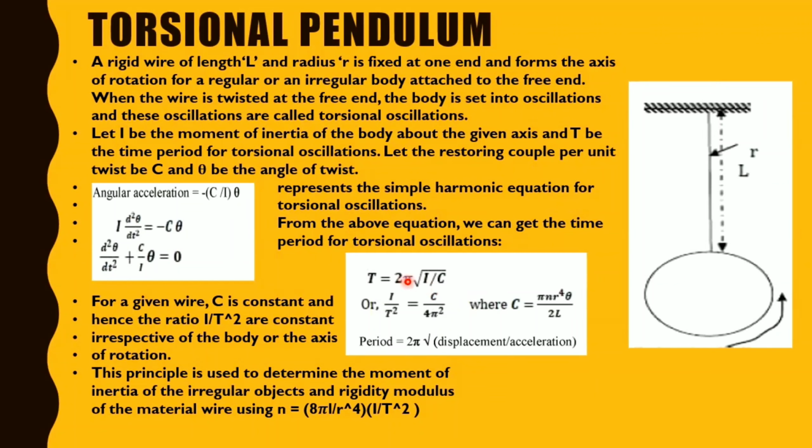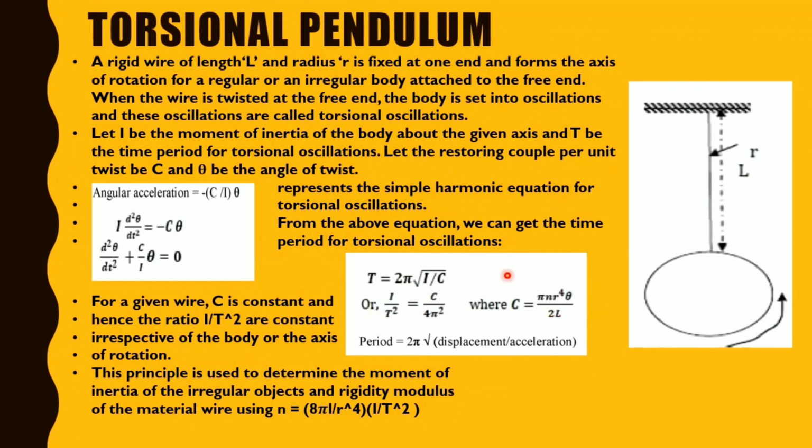As there is a square root, to remove the square root we need to square. So when we square, it becomes T square equal to 4 pi square I by C, right? So we are bringing the T this side and taking the C and 4 pi square this side. So we get I by T square equal to C by 4 pi square.